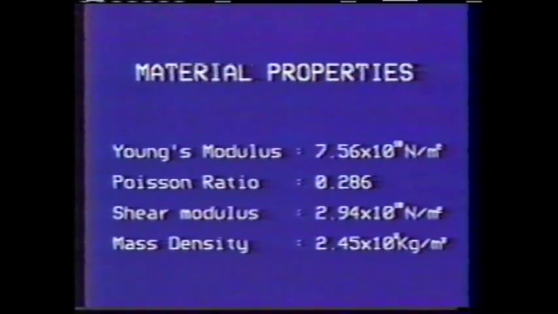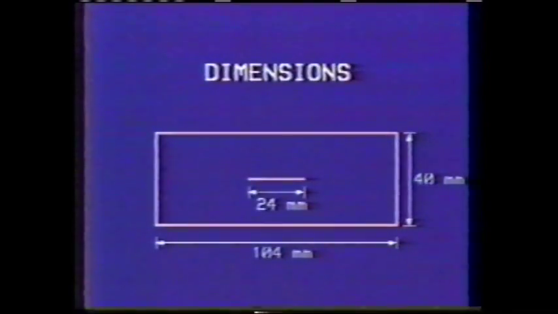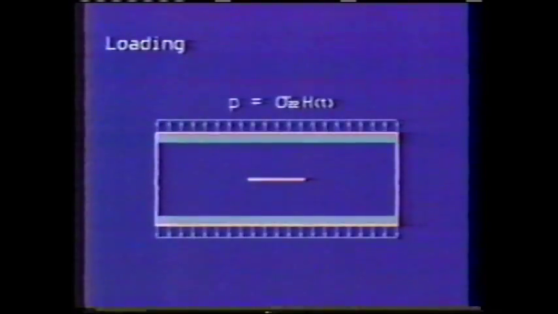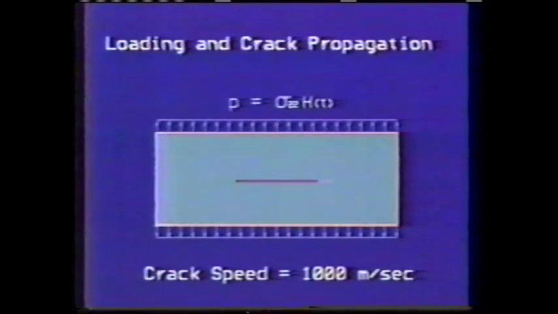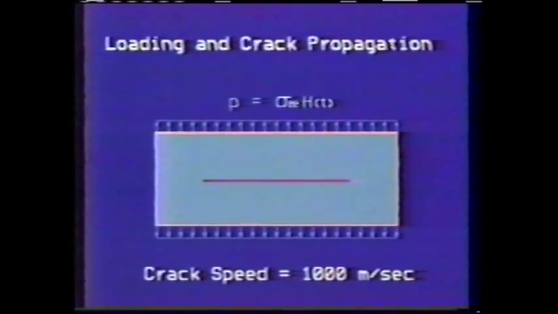You are about to view a computer simulation of rapid crack growth in a brittle metallic plate. Initially, there is a crack in the plate with a length of 24 millimeters. Step function loading is applied to the top and bottom surfaces, which sends stress waves into the crack. The crack then extends at 1 kilometer per second.